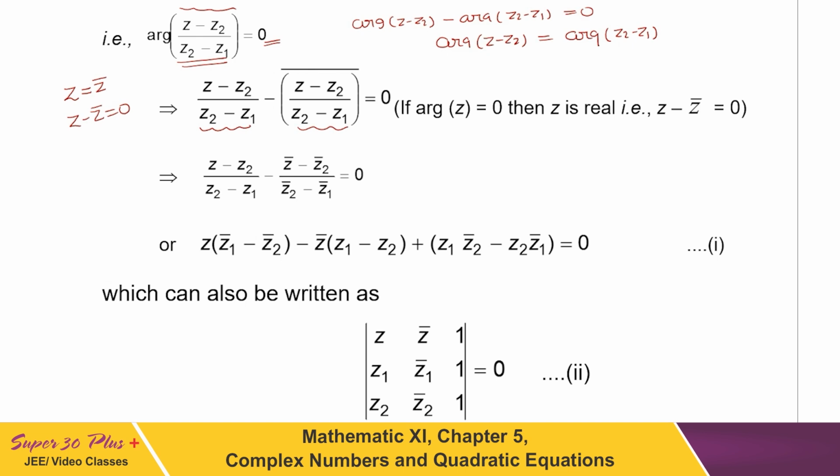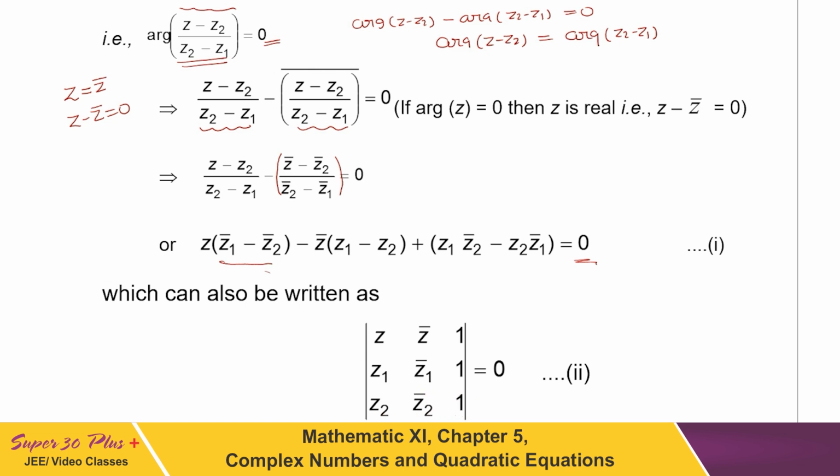And the complex number is here, so it is Z minus Z bar is equal to 0. Now we are going to simplify it. By the property of conjugates, we are going to simplify it. It becomes like this, means (Z bar - Z2 bar) upon (Z2 bar - Z1 bar). Now we are going to cross multiply it, and after that we can find the system like this: Z(Z1 bar - Z2 bar) - Z bar(Z1 - Z2) + Z1 Z2 bar - Z2 Z1 bar is equal to 0. And this equation can also be written as the determinant Z, Z bar, 1, Z1, Z1 bar, 1, Z2, Z2 bar, 1.